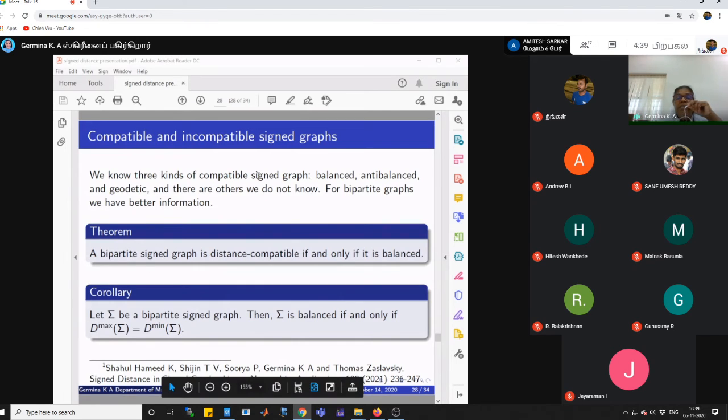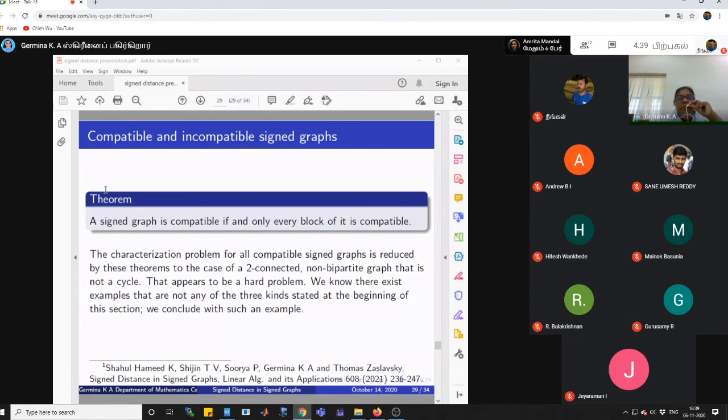We know three kinds of compatible signed graph: balanced, anti-balanced, and geodetic. That is how we have classified. And there are others that we do not know. We know only these three classifications. For bipartite graphs, we have better information. That is this theorem: a bipartite signed graph is distance compatible if and only if it is balanced. The corollary: let sigma be a bipartite signed graph, then sigma is balanced if and only if D max of sigma equal to D min of sigma. That is what we have seen for bipartite graphs. The result is very simple and beautiful.